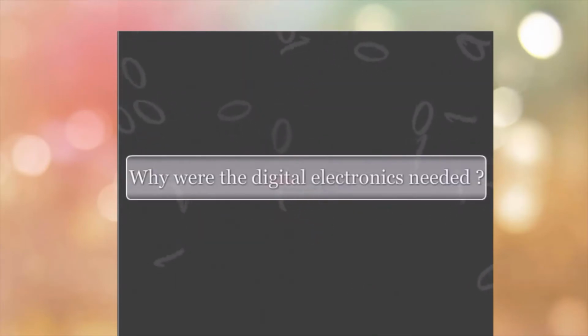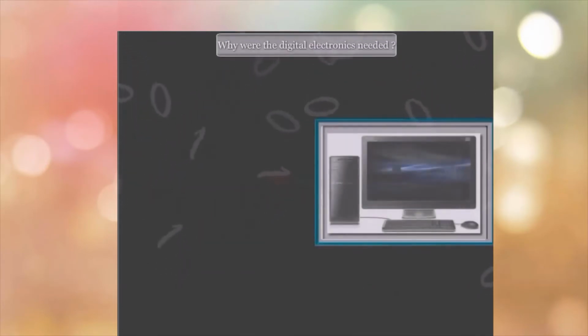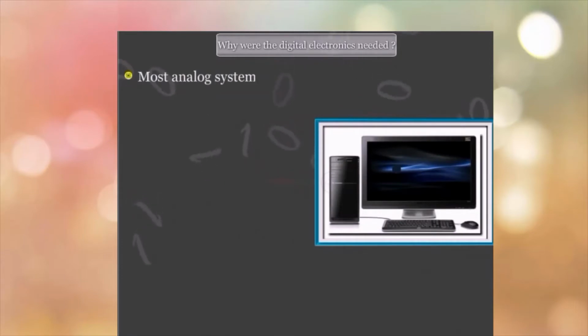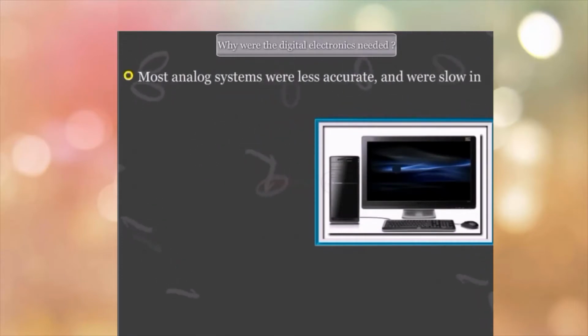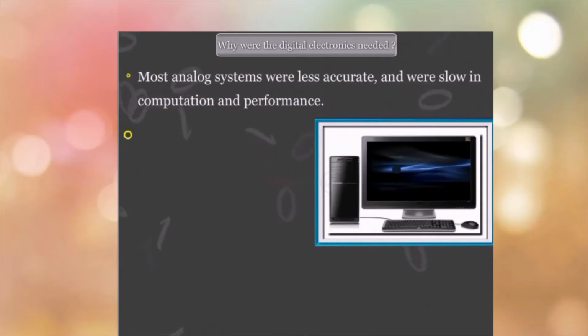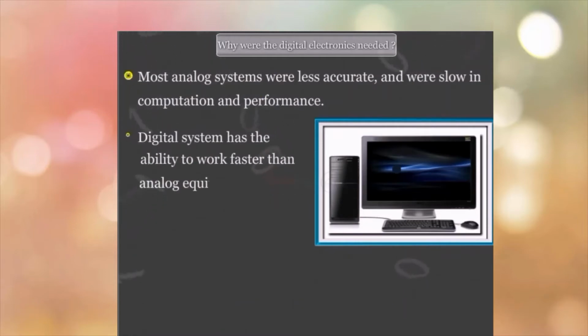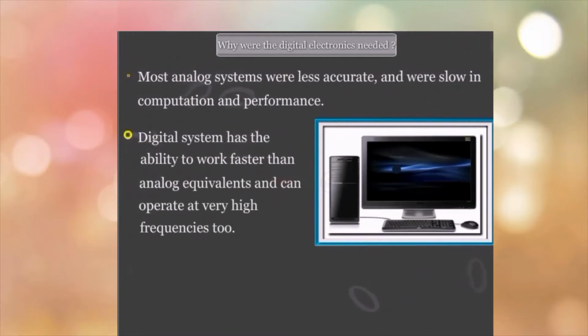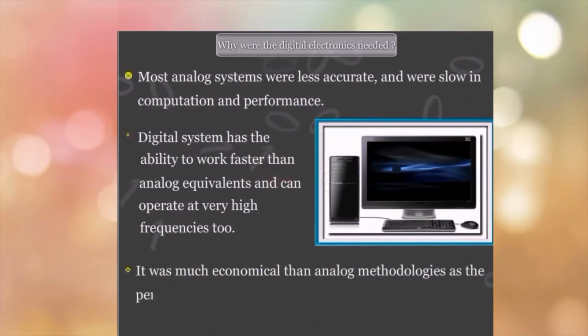Why was digital electronics needed? Most analog systems were less accurate and were slow in computation and performance. Digital systems have the ability to work faster than analog equivalents and can operate at very high frequencies too. They were much more economical than analog methodologies as the performance was faster.